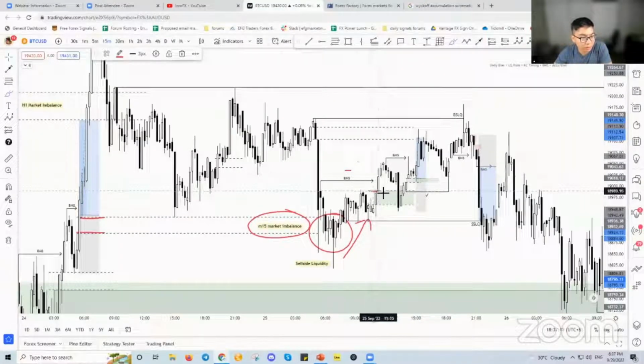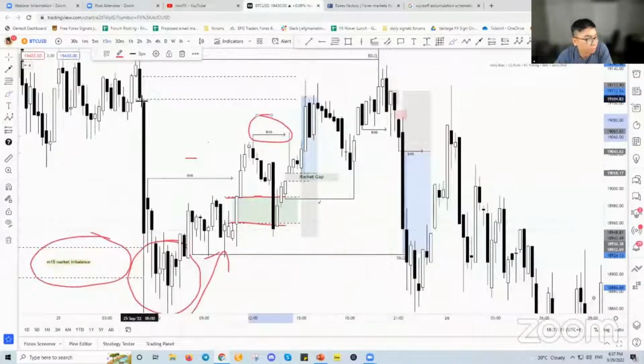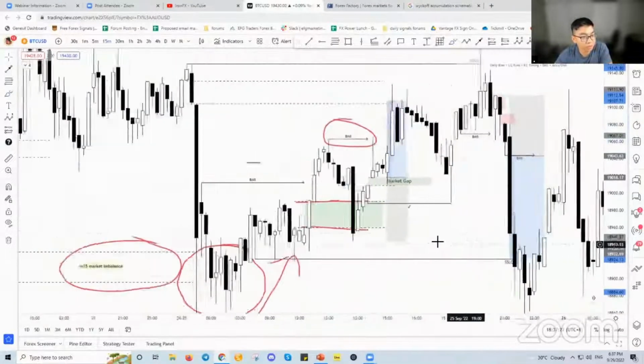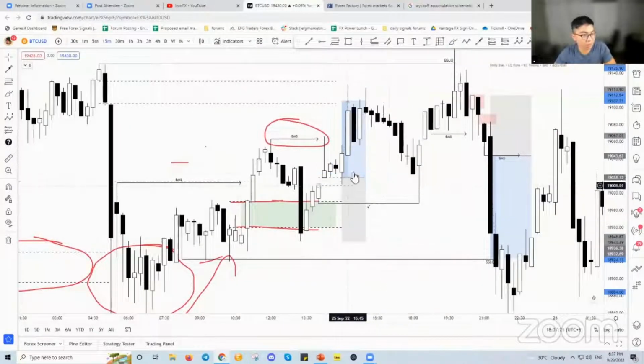Next, price came down. It cleared another imbalance. You see, it cleared very nicely. Price came up again. Break of market structure again. But again, why did I enter? My entry was pretty perfect to me. Why did I enter here?